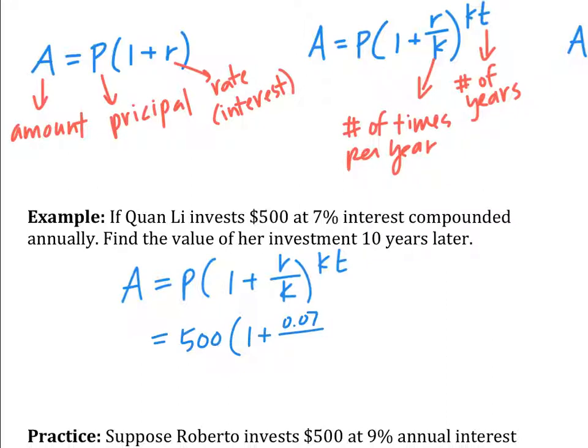People over here, what's K? Yes, number of times a year. So 1. Yeah, because it says annually, so you only have interest 1 time a year. People over here, how many years? 10. Yes, so 10 here. And then now you're going to use your calculator to figure that out. Make sure you do PEMDAS. That means inside the parentheses first, and then the exponent, and then multiply by 500. All right, people over here, did you guys get an answer?